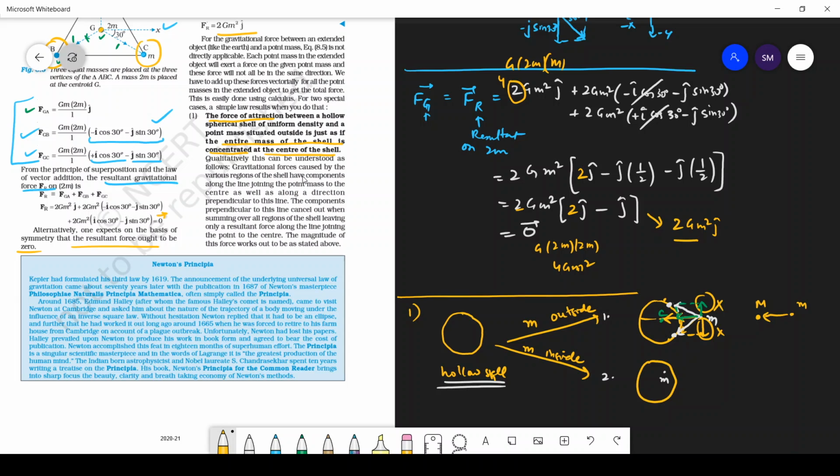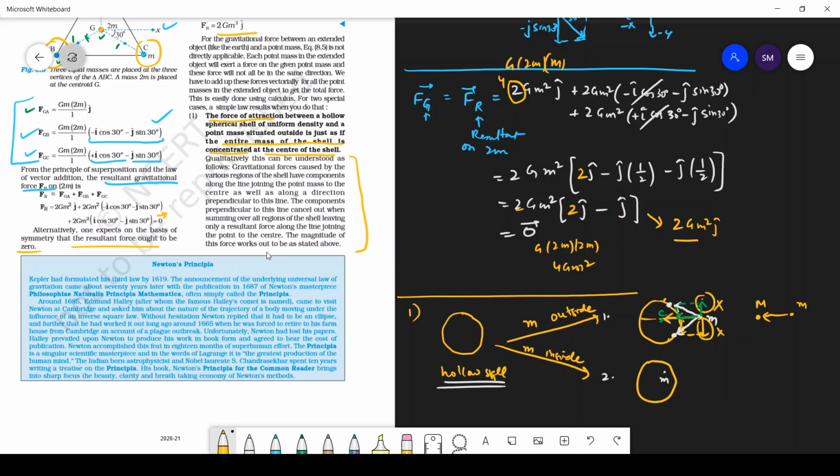And this can be understood as I have just told you: the gravitational force caused by various regions of the shell has components along the line joining the point mass, as well as in the direction perpendicular to this line. The components perpendicular to this line cancel out when summing over all the regions of the shell, leaving only the force along the line joining the point to the source.